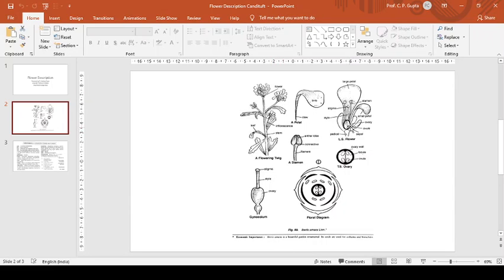Flower, this is axillary flower. Flower is ebracteolate, pedicellate, complete, irregular, zygomorphic, hermaphrodite, tetramerous, hypogynous, cyclic and white in color. Calyx, sepals 4, polysepalous, they are free, in 2 whorls of 2 each. As I said earlier, calyx in 2 whorls of 2 each, and the aestivation is imbricate.